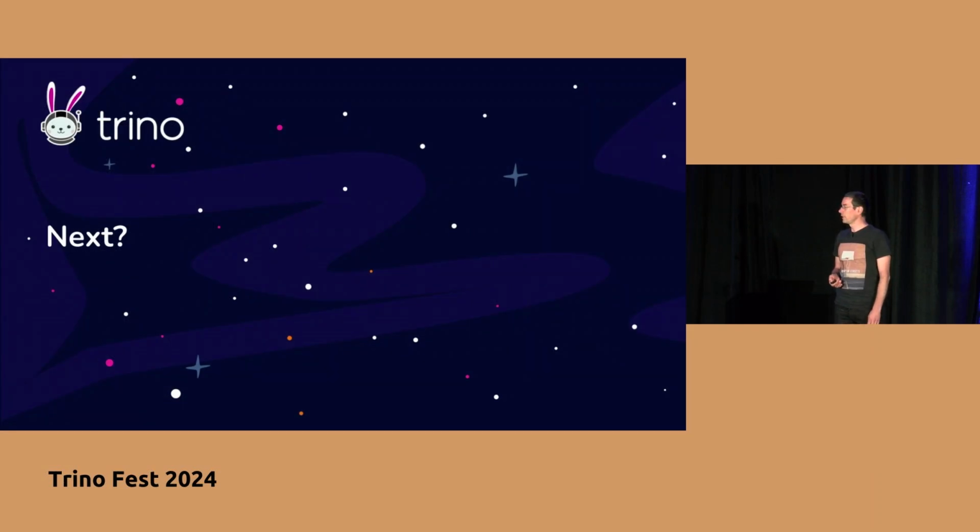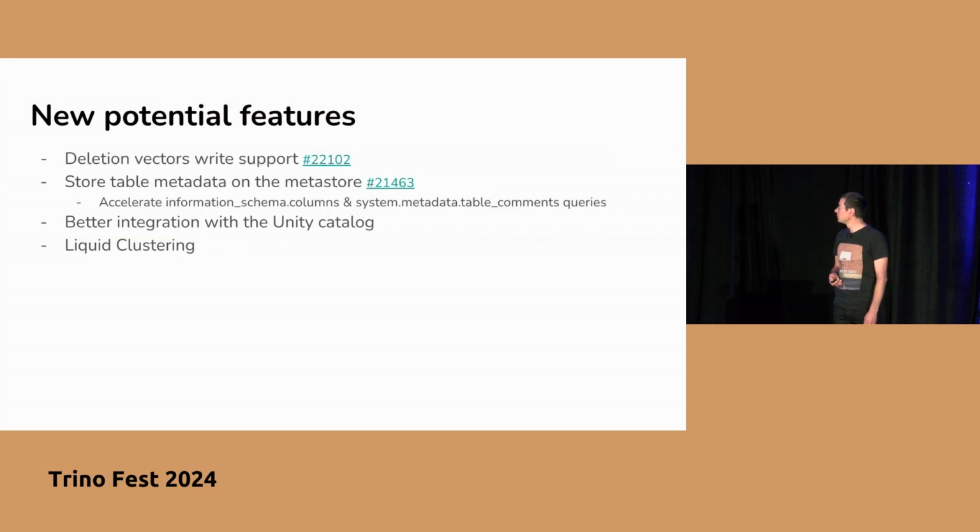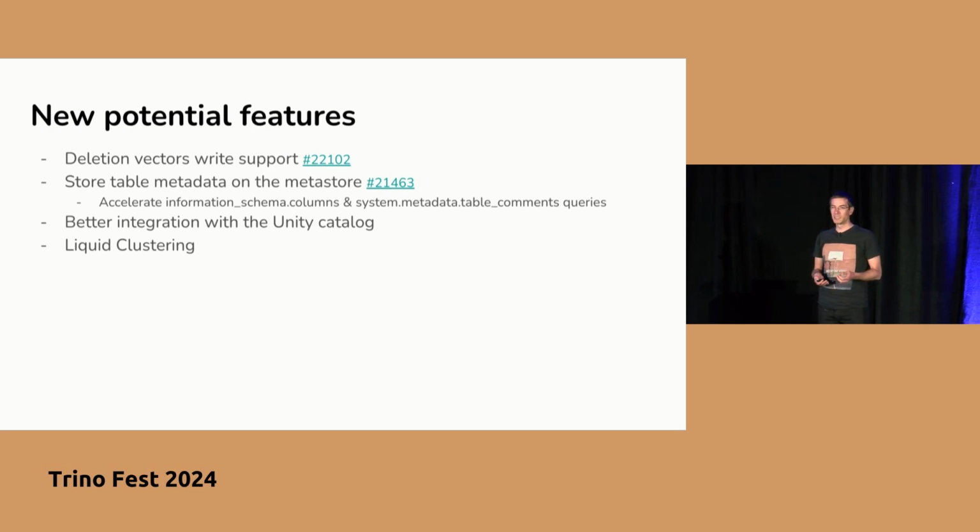Now, with regards to the next features which I'm aware will be coming, we are planning to add deletion vector support on the write side, so to be able to write deletion vectors. Deletion vectors are the feature which allows merge on read for the Delta Lake connector. Then we are trying to store the table metadata on the metastore in order to accelerate queries which are relevant for BI tools, so that they rely solely on the metastore and not on the object storage anymore.